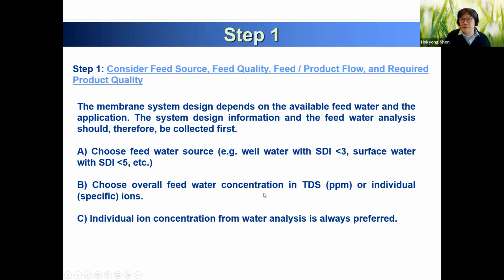So you can send the sample to an analytical center to measure different ions for your water, and you will get the specific ions. Otherwise, you can have a very rough estimation of TDS so that you can get the osmotic pressure roughly, but the individual ions from water analysis are always preferable. So what's the SDI? SDI less than 3. SDI less than 5 in terms of well water and surface water.